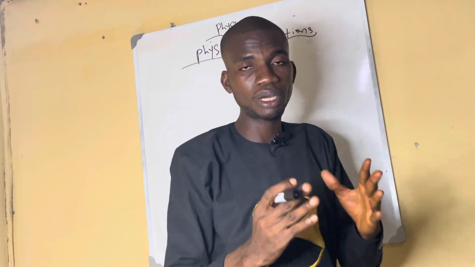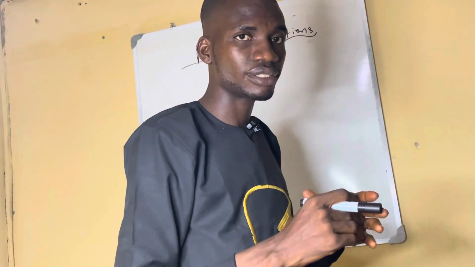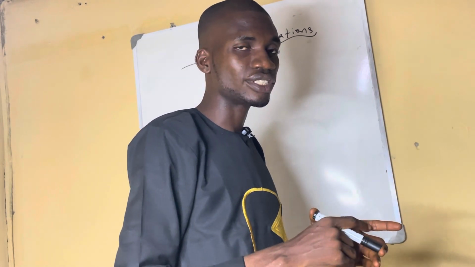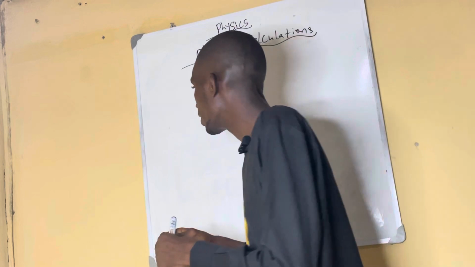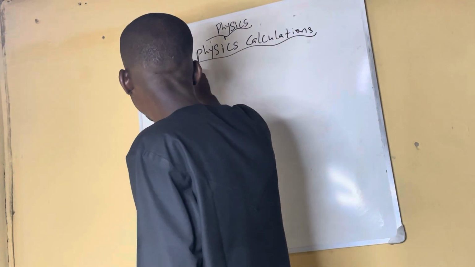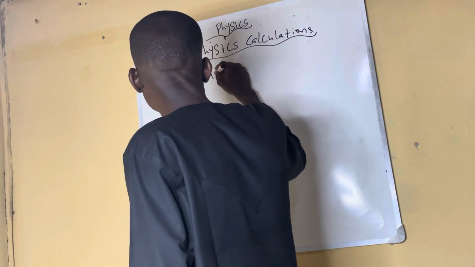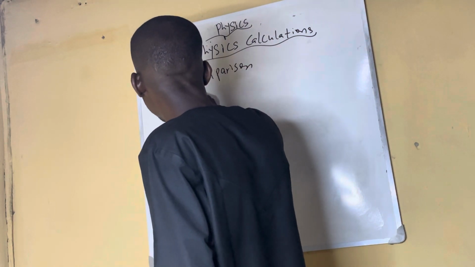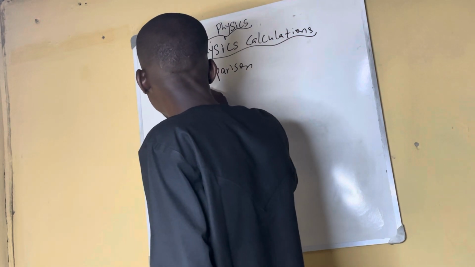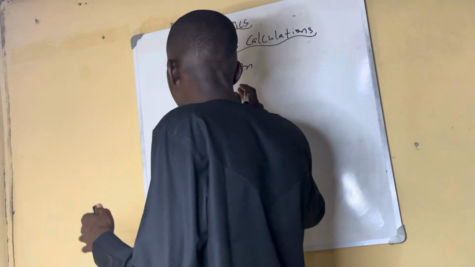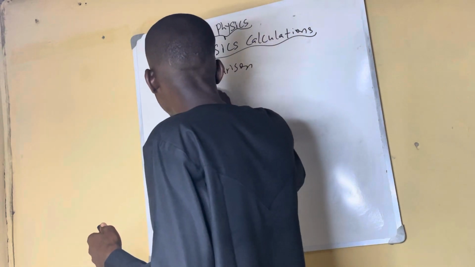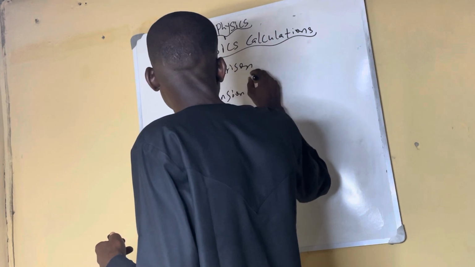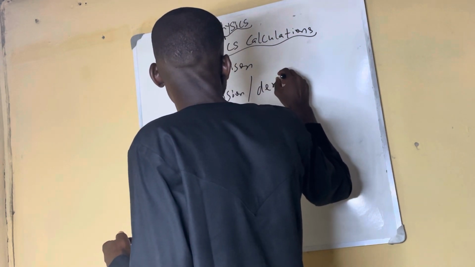Note that sometimes questions in physics are all about comparison. You compare two things, or you compare two bodies, or you compare two formulas. Sometimes it might be based on that. The calculation question in physics can be based on comparison, or based on dimension, or you can say based on derivative.